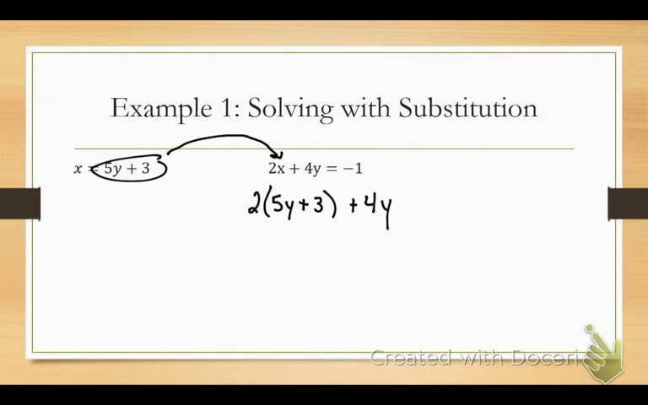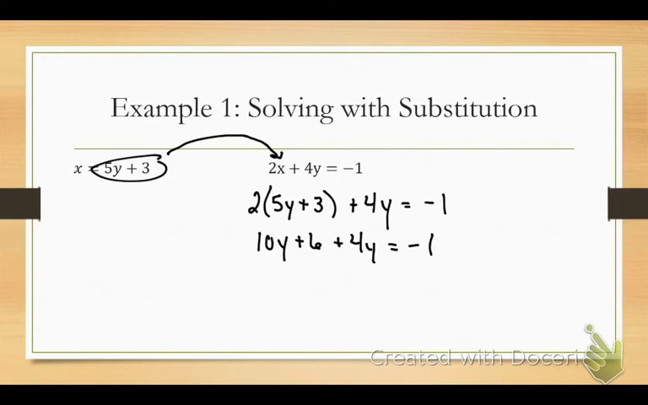Okay, go ahead and do distributive property. Oh, I forgot the equals. Equals -1. Go ahead and do your distributive property and keep solving. It's just distributive property. What's 2 times 5y? 10y. 2 times 3 is what? 6. Plus 4y equals -1.